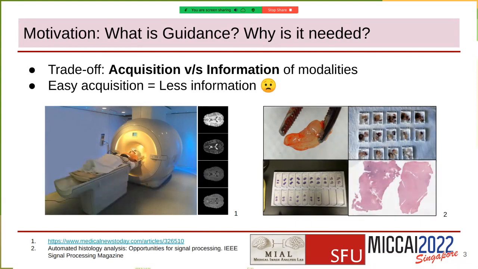The acquisition of MRI is relatively simpler, as it is a non-invasive procedure which takes around 30 minutes, whereas the histopathology involves invasive biopsy, which is usually followed by a sequence of tedious steps. When it comes to the information, the histopathology is considered to be the golden standard.